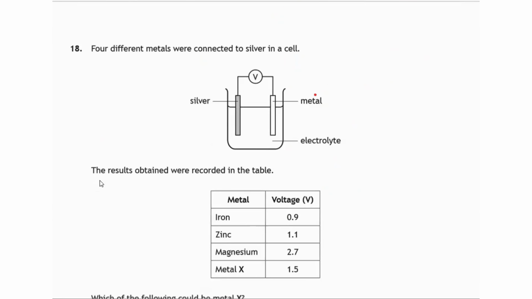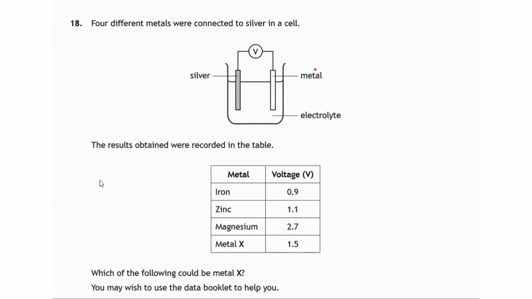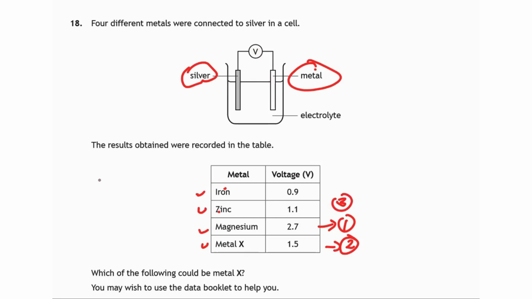And the next question says, 4 different metals were connected to silver in a cell. So this is the first electrode, and this is the other electrode. The results obtained were recorded in the table. You can see the trends of metals from iron to zinc, and we can tell that magnesium is the one with the highest voltage. Then the next highest is the unknown, and then the next highest is zinc, and then the least is iron.